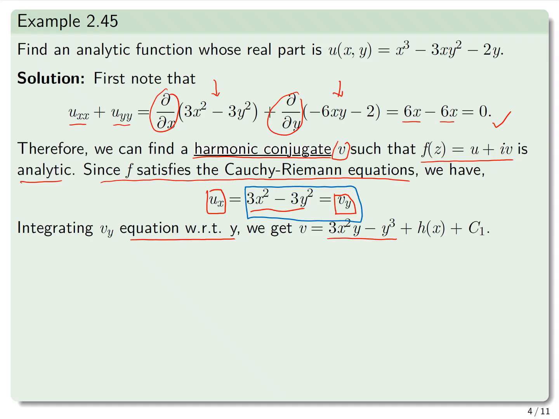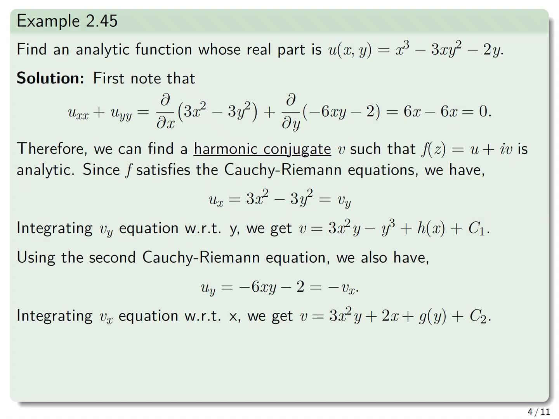And then it is not just a constant, because since it's a partial integration, you get a function of x, plus h(x). I'm going to exaggerate a little, you will see why in a minute, and add a constant also. Now we do the same thing with the u_y equation, because we really don't know what h(x) is here. It's a function, that's the only thing we know, but we don't know what the function is. So let's look at the u_y equation now.